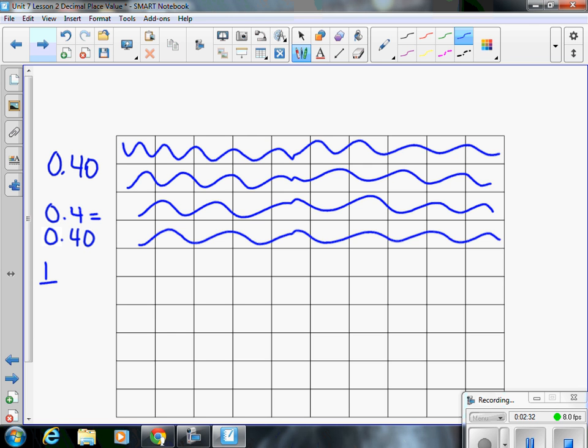So if we have 4/10 equals 40 hundredths, let's see if we're right, if they are the same. So we use our old method of finding equivalent fractions. 10 times what equals 100? 10 times 10 equals 100. Do the same to the top. 4 times 10 equals 40. And that is correct. So that shows us that 4/10 is the same as 40 hundredths. We can see it on our hundredths grid and on our tenths grid.